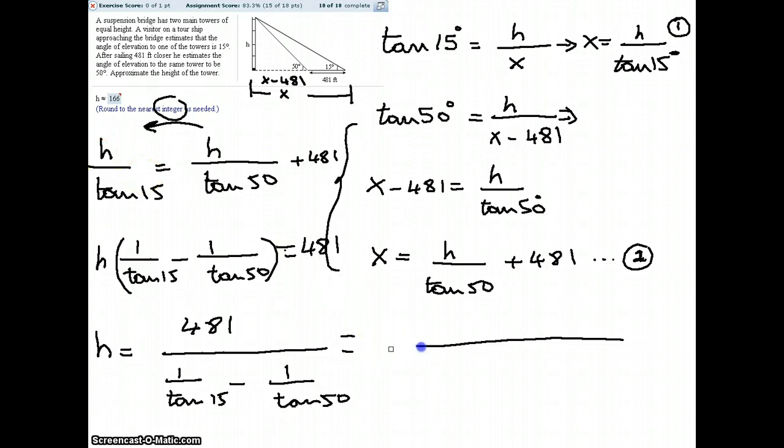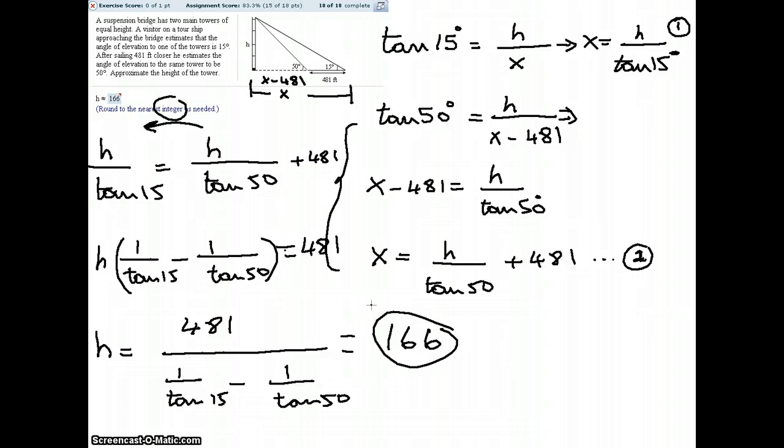If we want to round this to the nearest integer, it would be just 166, which is exactly what the answer is in Math Excel.